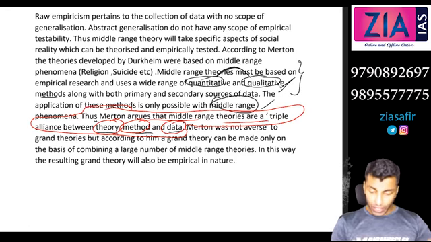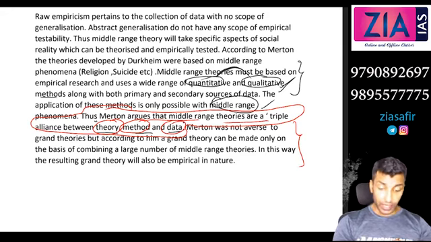Okay, now here we are talking about grand theory. Merton was not averse to grand theories, but according to him, grand theory can be made only on the basis of combining a large number of middle range theories. In this way the resulting grand theory will also be empirical in nature.